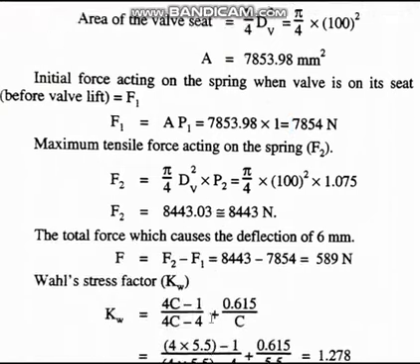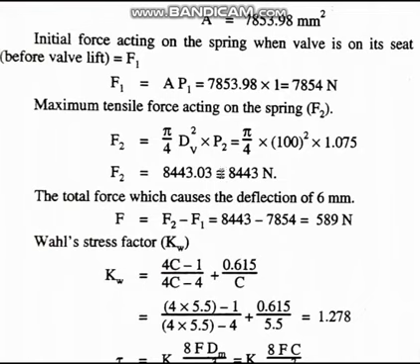So what total force causes the deflection of 6 mm? The force, no need of total here. The force which causes the deflection is F equal to F2 minus F1, which is 589 newtons. This 589 newtons is responsible for the 6 mm deflection. Okay, this is what we have found out. This is only the difference; in other problems and this problem, this is how to arrive at 589 newtons.